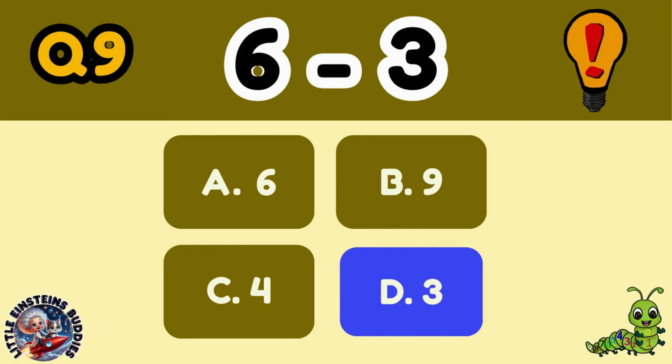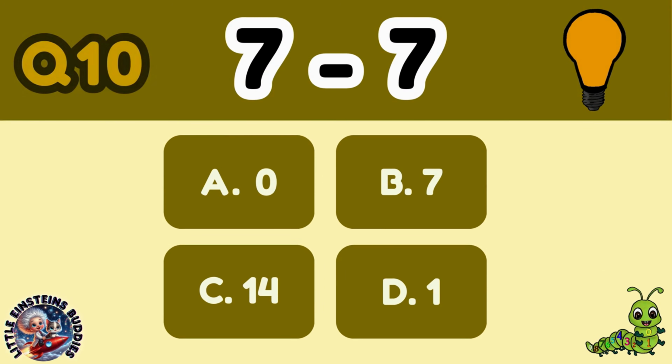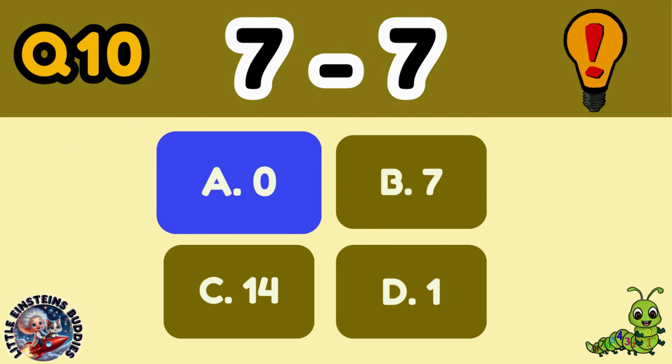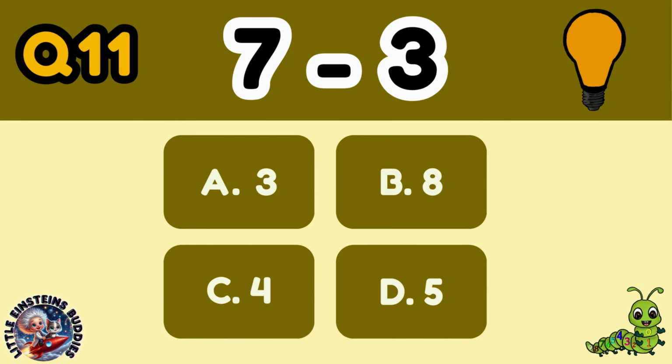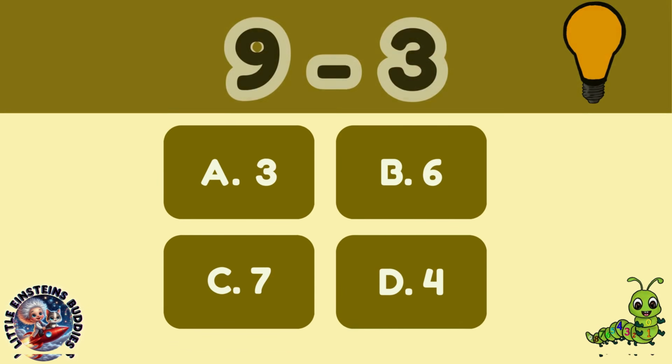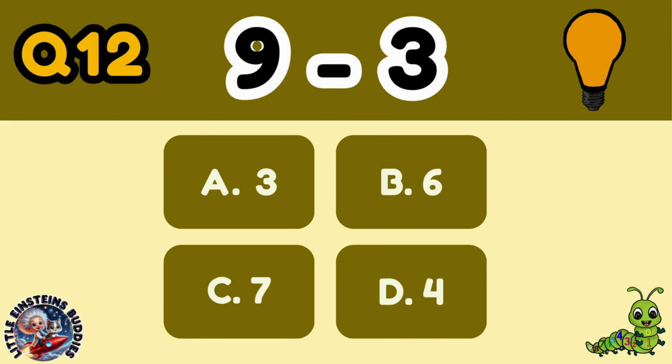D. 3. Question 10. 7 minus 7 equal to. A. 0. Question 11. 7 minus 3 equal to. C. 4. Question 12. 9 minus 3 equal to.